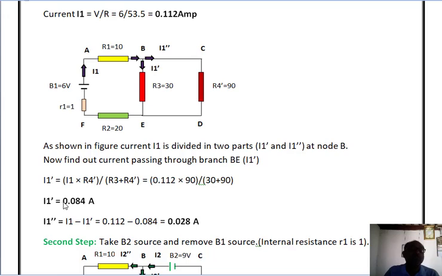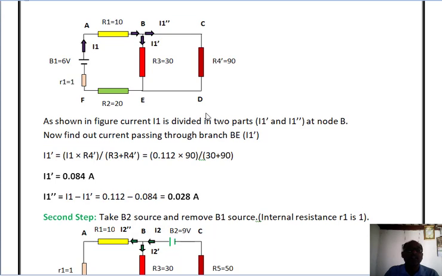Just put the values of I1, R3 and R4 dash. We will get I1 dash is equal to 0.084 ampere. So you have two values, I1 as well as I1 dash. From these you can find the value of current I1 double dash. So I1 double dash is nothing but I1 minus I1 dash. So 0.028 ampere current is passing through this R4 resistance.